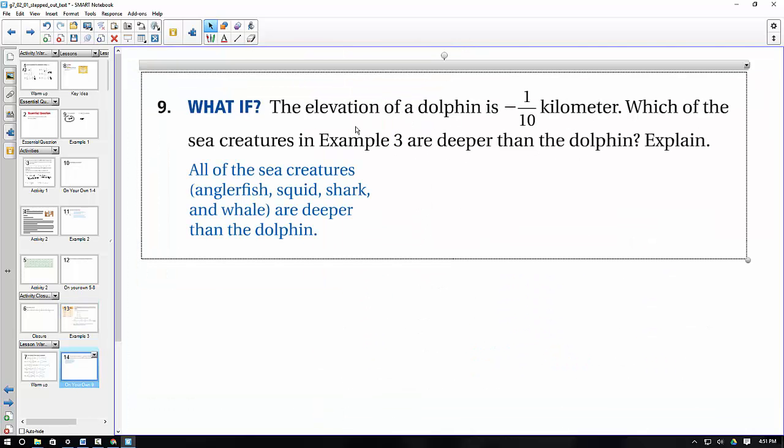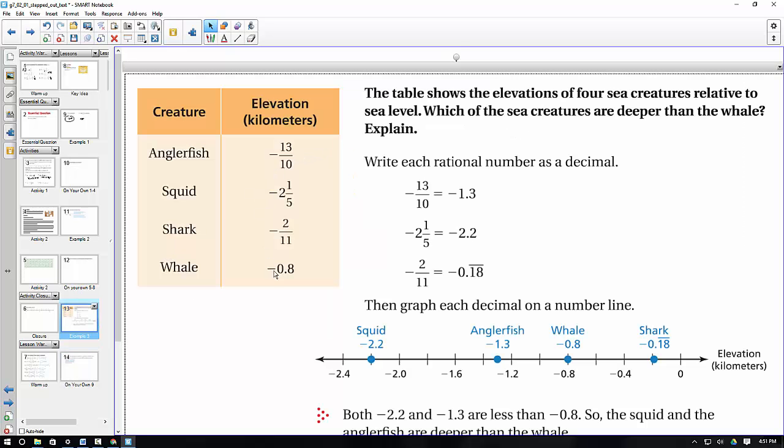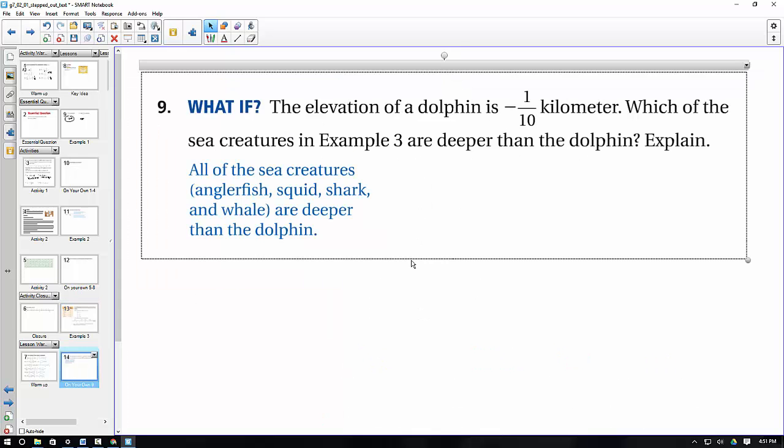So this last one, it says that the elevation of a dolphin is -1/10 of a kilometer. Which of the sea creatures is deeper than the dolphin? And if we look back, -1/10, they're all deeper than -1/10. So that's the answer here. All the sea creatures are deeper than the dolphin.